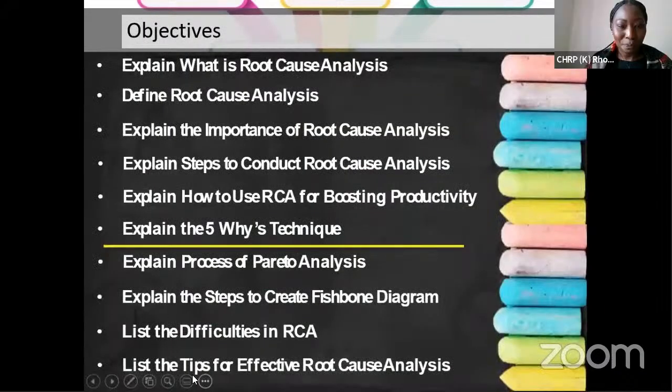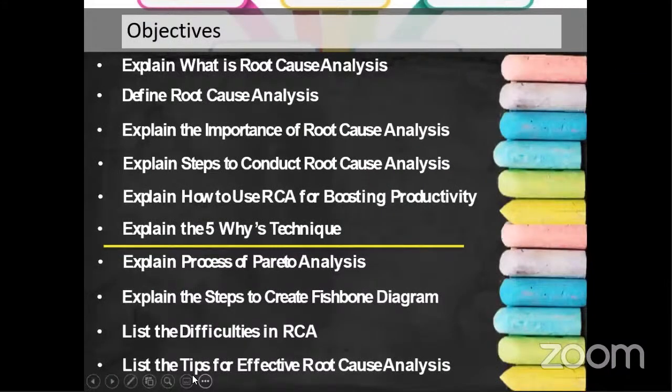I can hear you. Okay, so from a brief overview, 5 why is basically a process where you ask continuous whys, where the response to the first why leads to the question related to the second why. And in that way, you're looking at getting to the bottom of the issue, the problem.